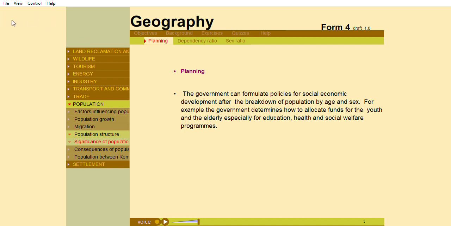Planning. The government can formulate policies for social-economic development after the breakdown of population by age and sex. For example, the government determines how to allocate funds for the youth and the elderly, especially for education, health, and social welfare programs.